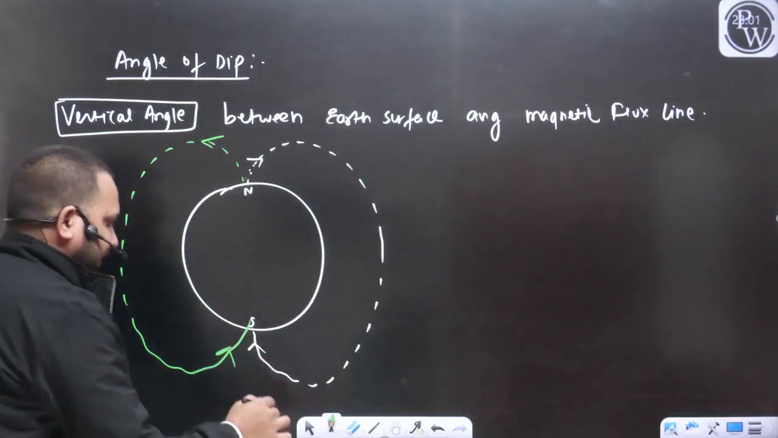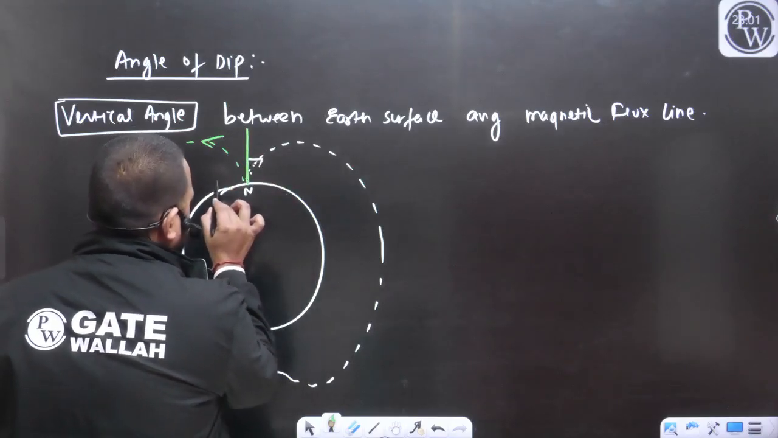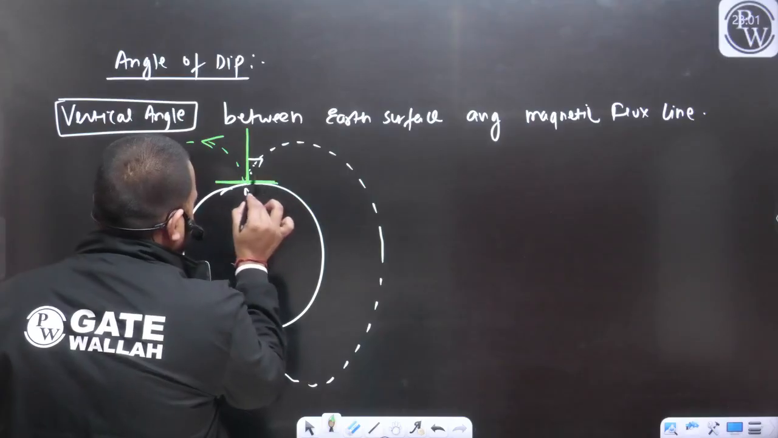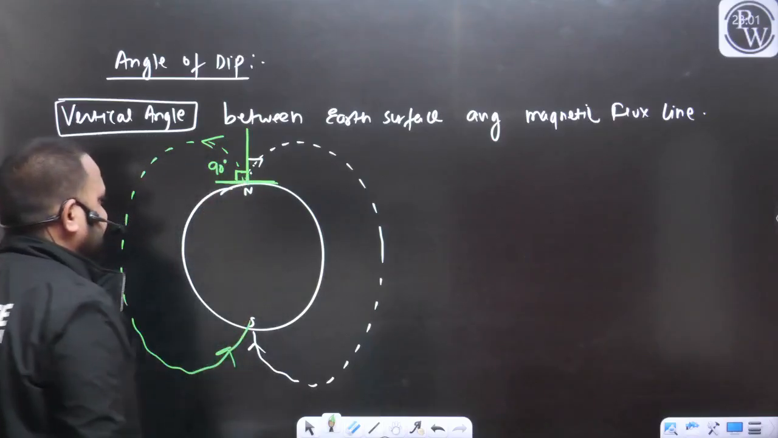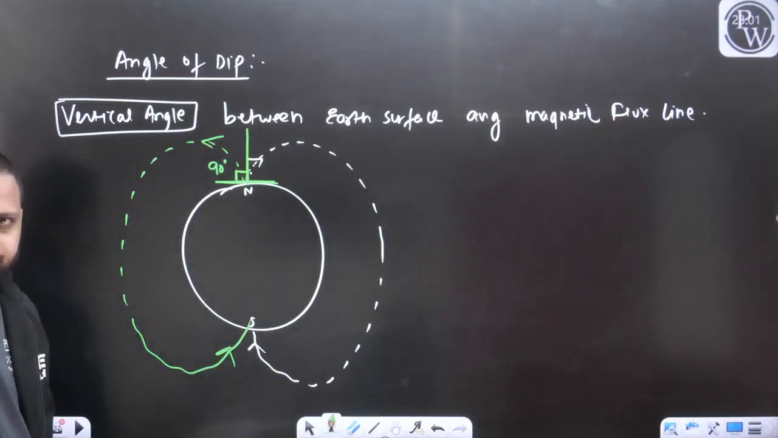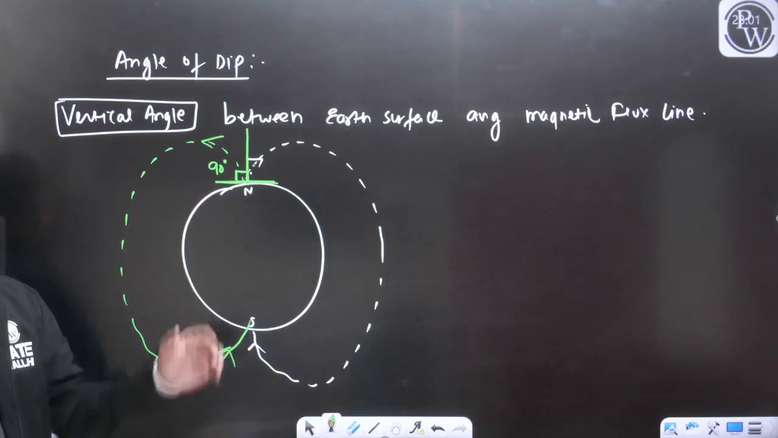So we can draw the tangent somewhere here. So this is going to be the magnetic flux line. This is going to be the earth surface. Can we measure this angle? This angle is going to be 90 degree at poles. Both lines are not in the same plane.